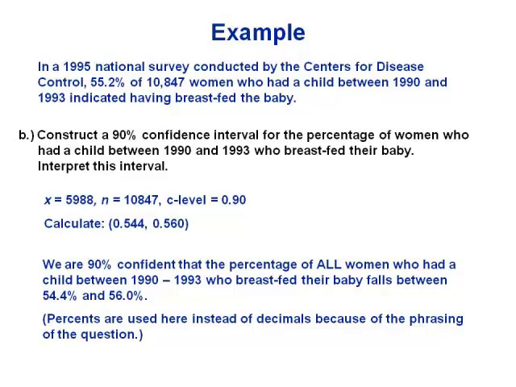Okay, so that means now when I asked this question, I said find the confidence interval for the percentage. So when I interpret, I'm actually changing this to a percentage. We are 90% confident that the percentage of all women who had a child during those years and breastfed their baby is going to be somewhere between 54.4% and 56.0%.